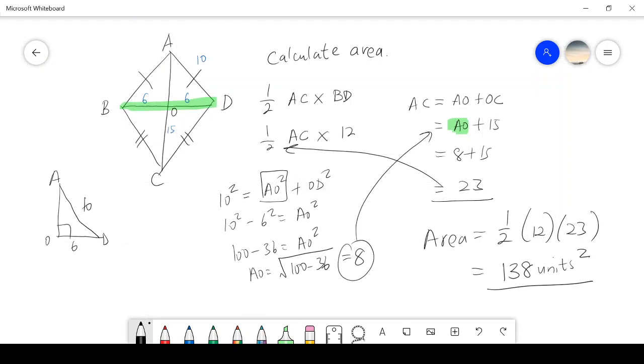To consolidate, it is important to know that the angle where the diagonals cross is 90 degrees. And since they are 90 degrees, we are essentially forming 1, 2, 3, 4 right angle triangles. And we can use the theorem of Pythagoras to solve for any one of the sides that we want.